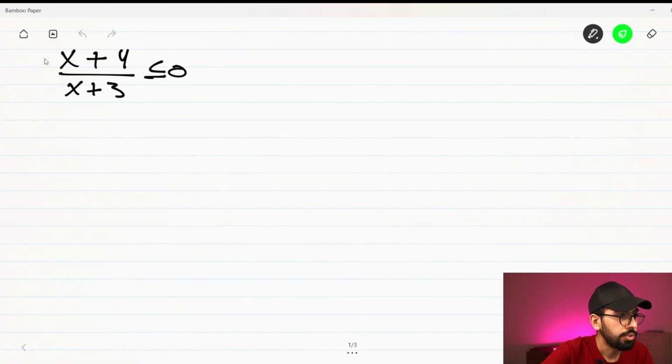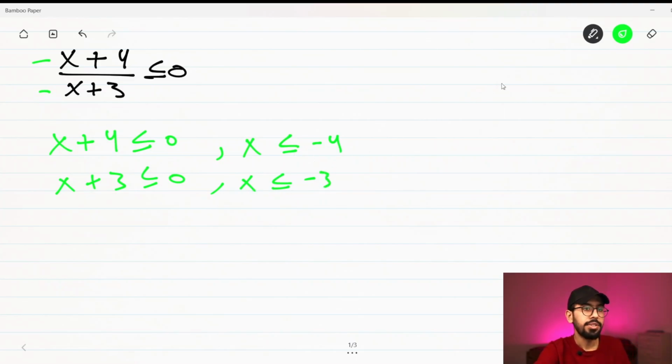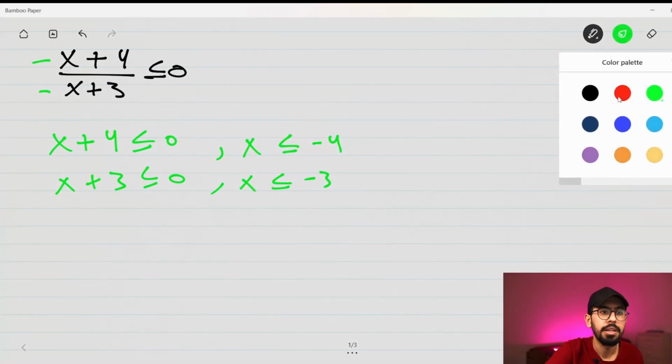The first thing we need to do is take our numerator and denominator. We put them here: x + 4 smaller than or equal to 0, and x + 3 smaller than or equal to 0. And here we solve for x. For this one, x is smaller than or equal to minus 4, and here x is smaller than or equal to minus 3. So what does that mean?